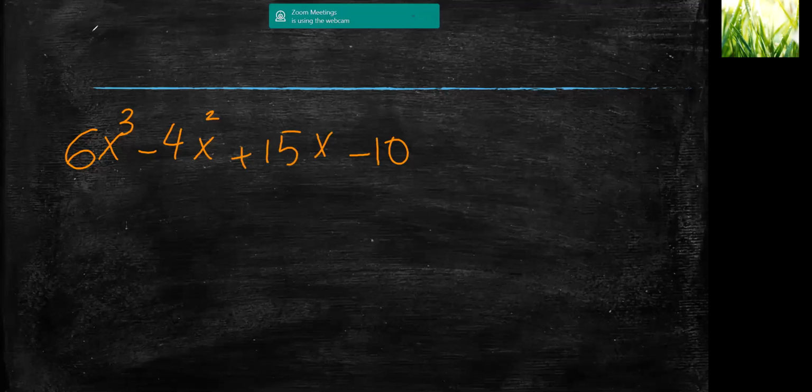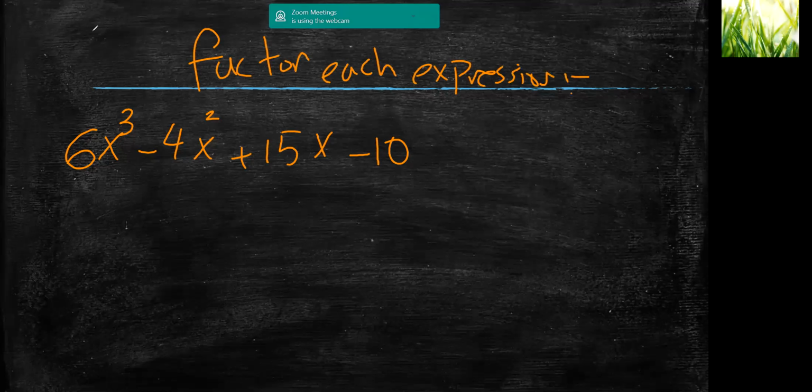Now let's, if you have now like this one here, if you have a 6x cubic minus 4x squared plus 15x minus 10. And I want you now to factorize it. This is an expression. I asked you now to factorize or factor each expression. This is an expression. It's not an equation. I want you just to factorize them. What we have to do?